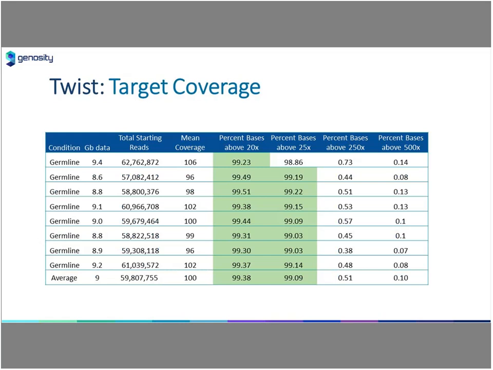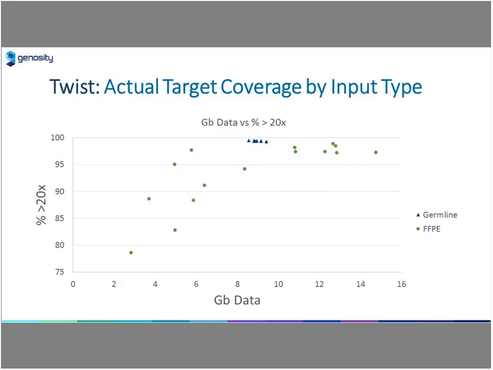If we look at target coverage now across all those different germline samples that we had shown the data for previously, we see that every single one of those samples hit a minimum of 99% of the target region being covered to 20x. And this is with about 60 million reads or 8 gigs of data. And for the 25x coverage, again, all but one sample hit that 99% mark. And so to me, these are just fantastic metrics for a library prep chemistry and capture chemistry.